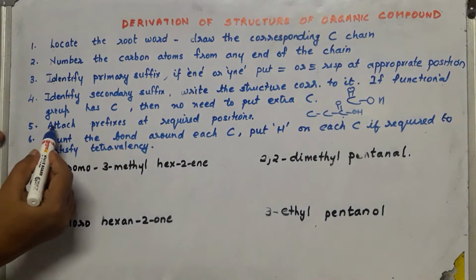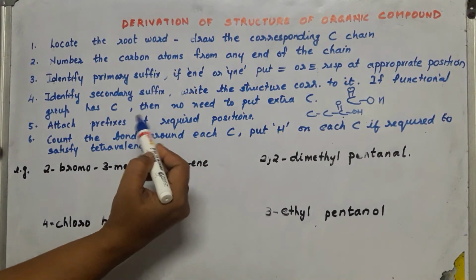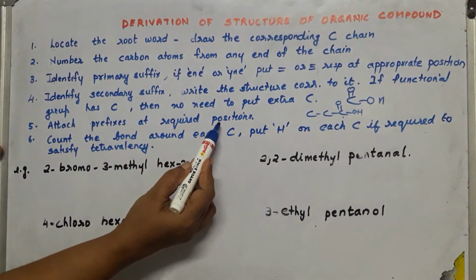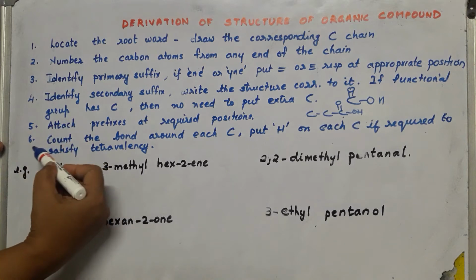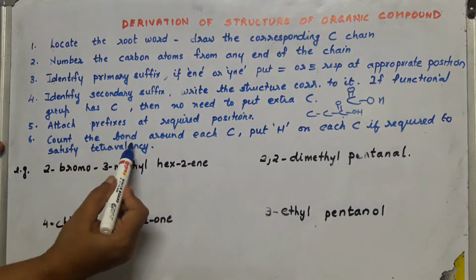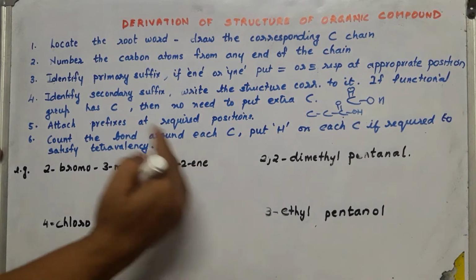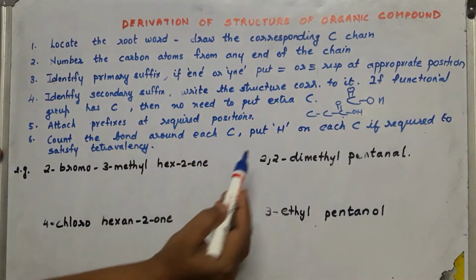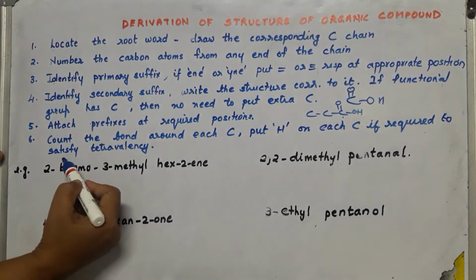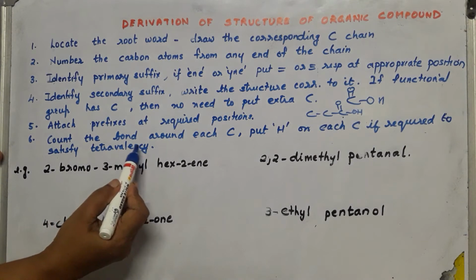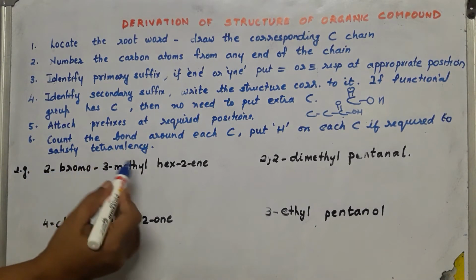Now the fifth is attach prefix at the required position. Look at the name and whatever is the prefix, at its appropriate position attach the prefixes like alkyl, and so on. Then the sixth point, count the bonds around each carbon, and if it is not satisfying tetravalency, you give the necessary hydrogen on each carbon to satisfy the tetravalency. Okay, so there should be 4 bonds around each carbon. Now let us see how to solve these questions.